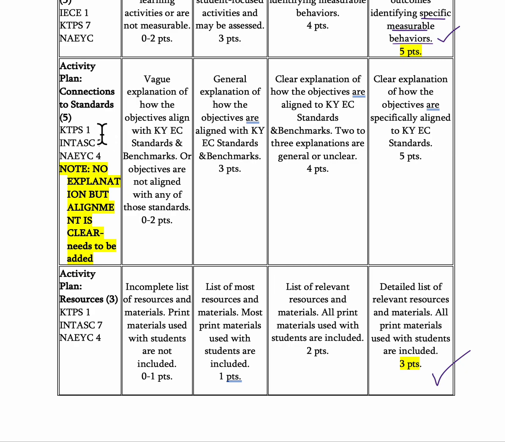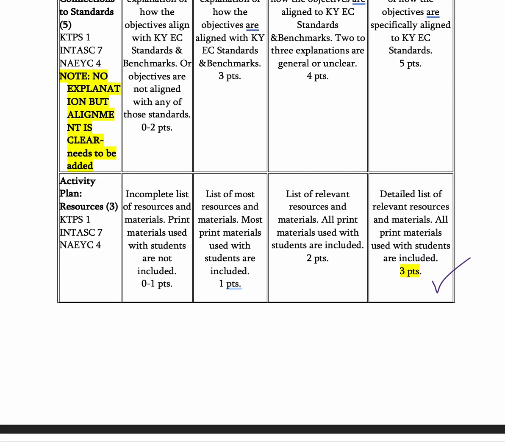For your connection to standards, your standards were clear to me. But because you did not explain how they were connected to your objectives, and your standards and benchmarks were not explained, I couldn't grade this because you did not make the connection. You didn't write that part up. So I left that ungraded. It says no explanation, but alignment is clear.